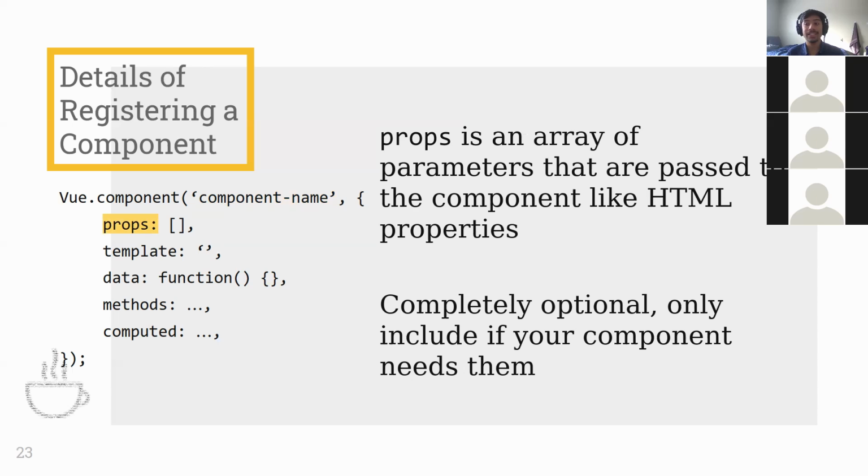Props are completely optional, so only include this line if you need them. If you don't need them, like you have an empty array here, like I have in this example, do not include any kind of props. So strike out the line here.